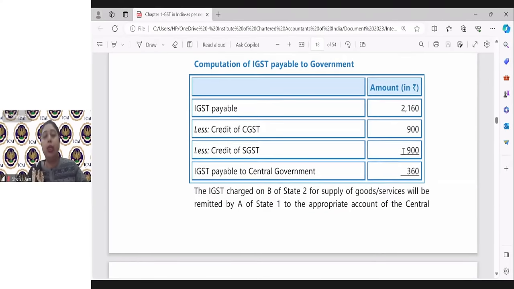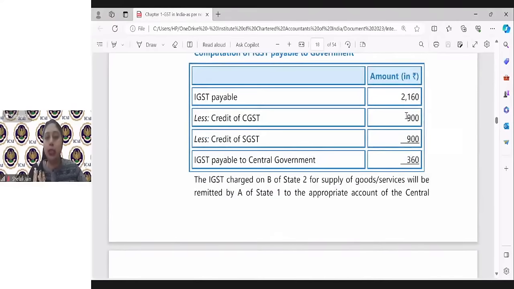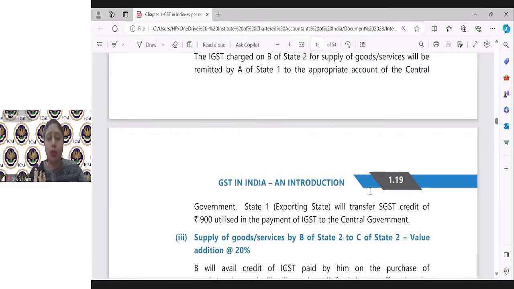900 rupees state 1 will transfer to the appropriate account of the center. So 900 rupees, the IGST charged on B of state 2 for supply of goods, will be remitted by state 1 to the appropriate account of center. State 1 will transfer 900 rupees of SGST credit to central government, which it has utilized for payment of IGST. That means this will go to center straight away, 900 rupees. So state 1 will take 900 rupees from its pocket and pay it to the account of the center. When I say pocket, you should know that I'm talking about state account only.